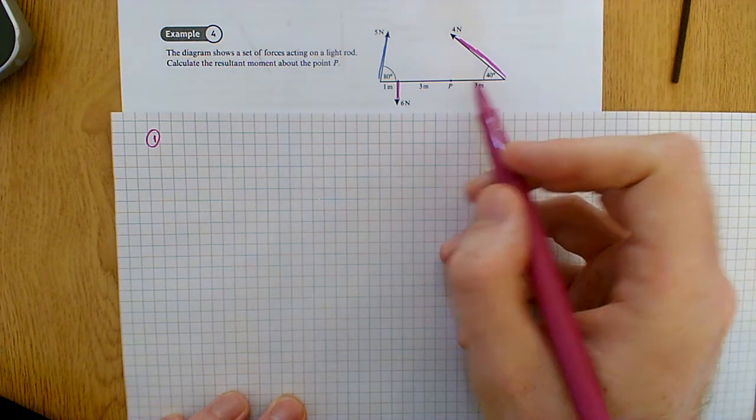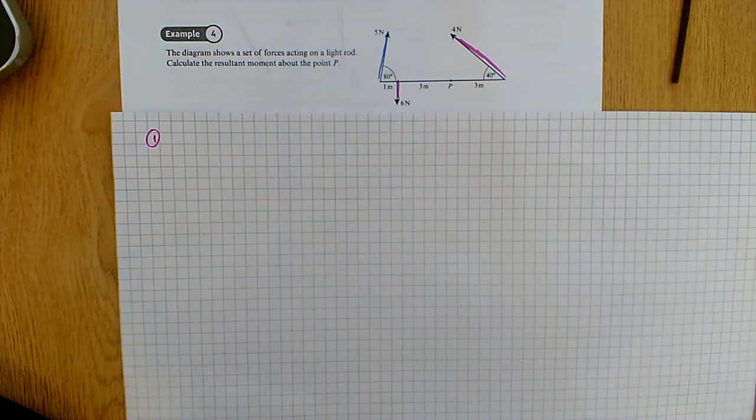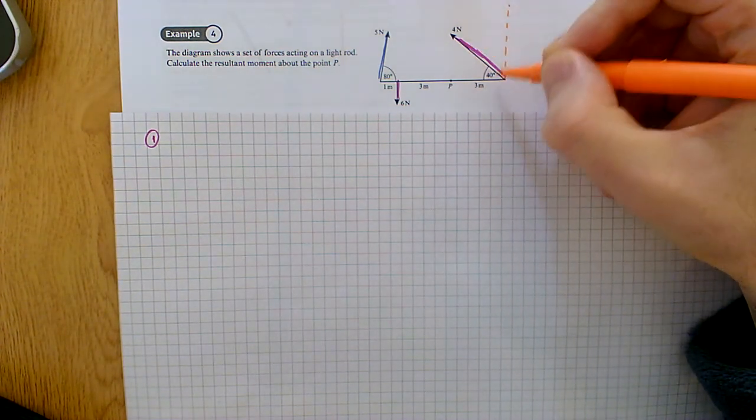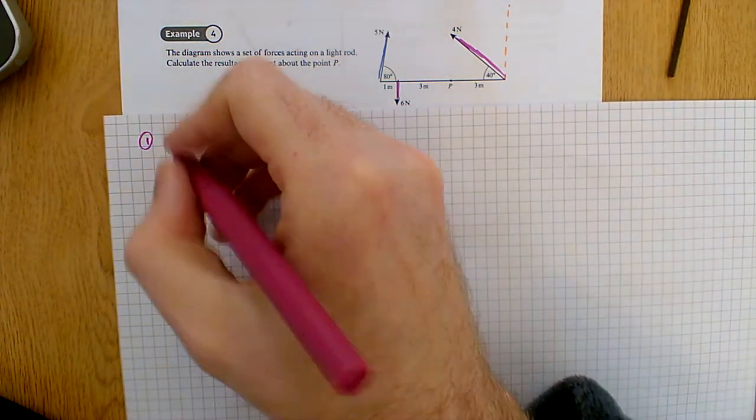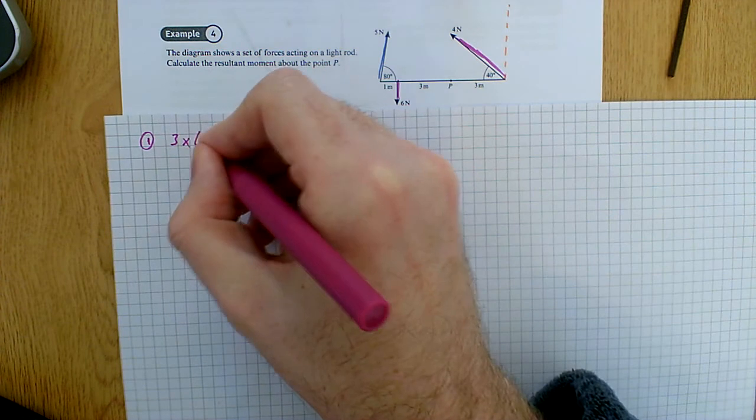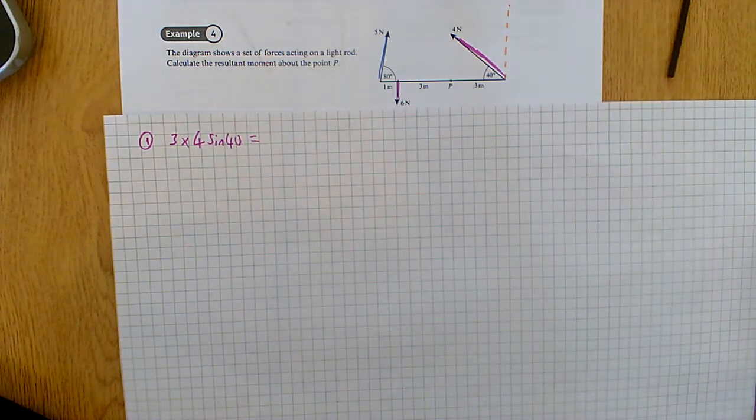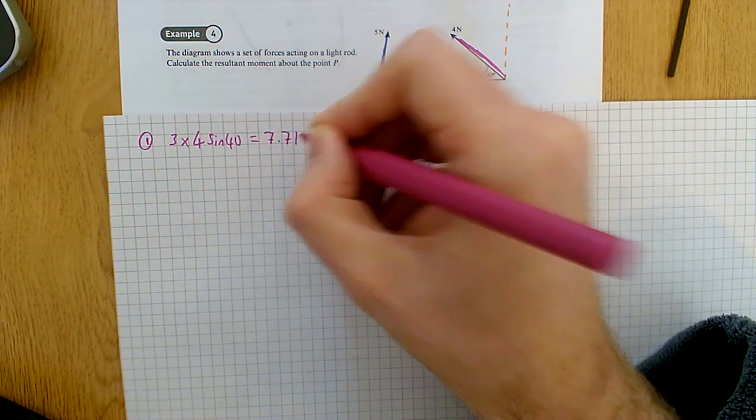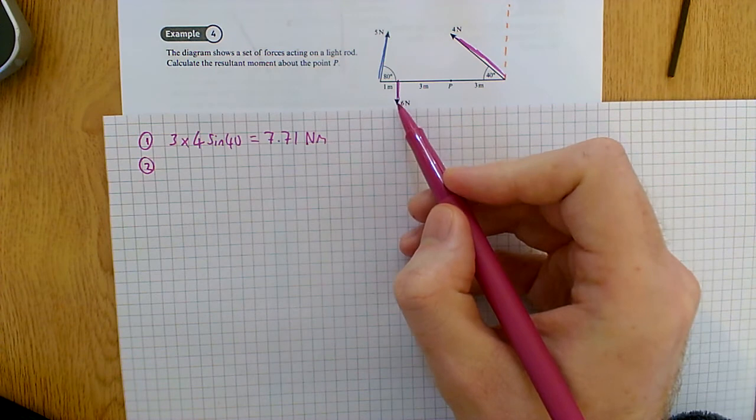So the first one, the distance is 3 and the force is 4, but we've got this 40 degrees. So again, we have to think of it as a perpendicular force. To get from the 4 to the perpendicular line, I have to go away from the 40 degree angle. So we're going to have a distance of 3 times 4, but adjusted with sine 40 because we've moved away from the angle. So 3 times 4 times sine 40 gives me 7.71 Newton meters.